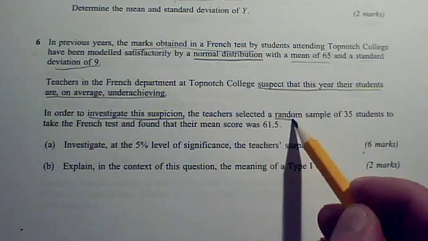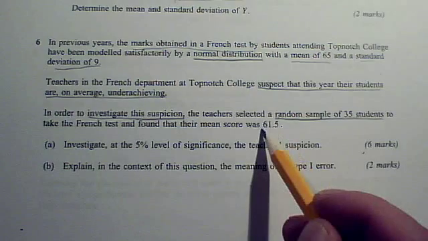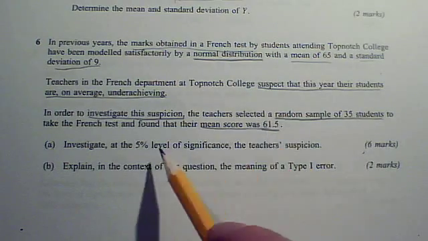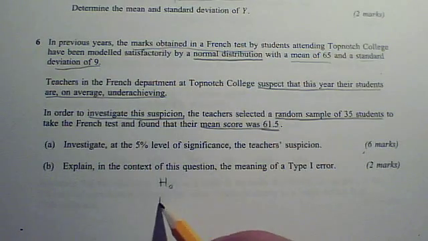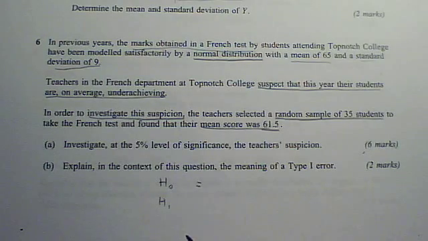And there's some details relating to a random sample of 35 students. And we've got another mean. And we've got to investigate that suspicion at the 5% level. So set up H0 and H1. H0 always has got an equal sign in it for a hypothesis test of a mean. And it is helpful to decide in advance which of these corresponds to the suspicion that we're testing, and which doesn't. Sometimes it's H0, sometimes it's H1 that is the claim or suspicion.